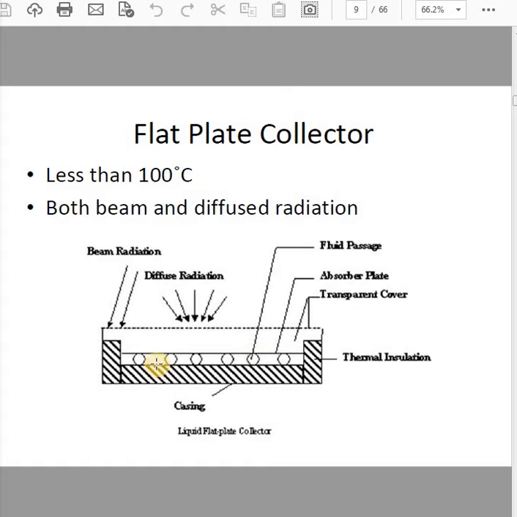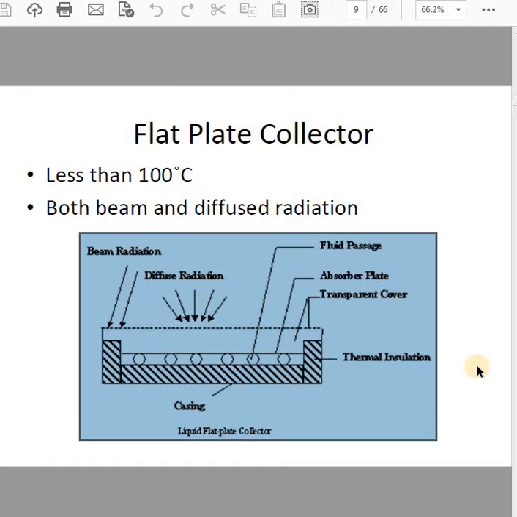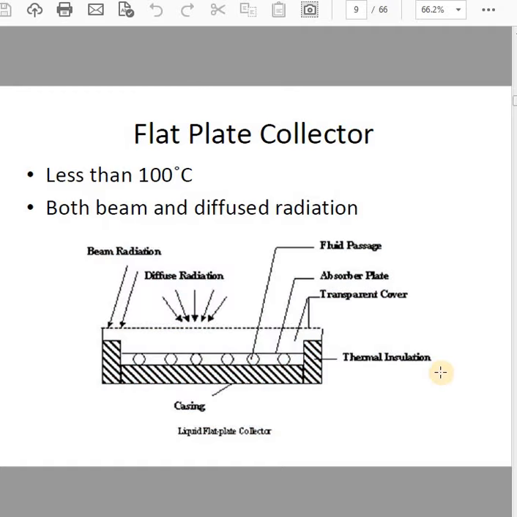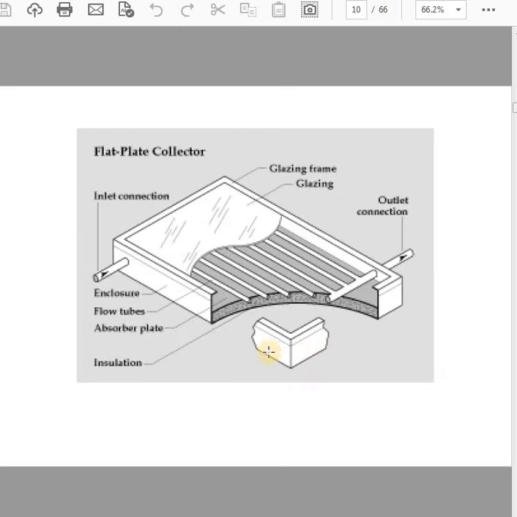And these are the fluid passages, or the pipes, being used for the passage of the liquid, so that the flat plate collector heats the water or the liquid passing through it. So if you see, there is a typical flat plate collector where you have an inlet and an outlet construction, and these are the pipes through which the liquid will be flowing, and here is a glazing frame that will protect the transparent sheet from getting ripped off.